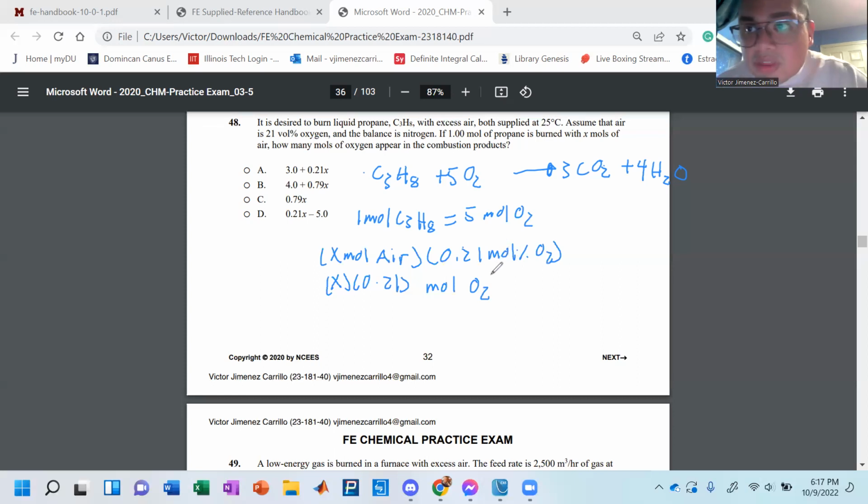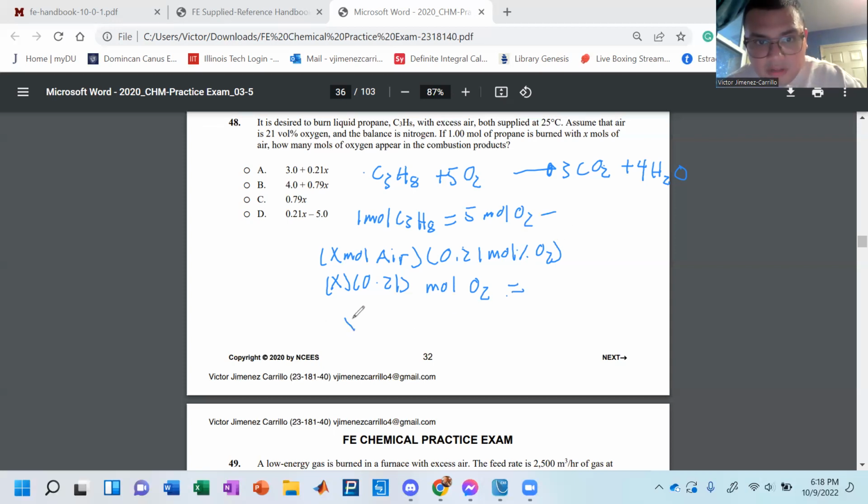Now, this is how much your entire reaction is starting with. Now, put everything together. If you're using 1 mole of propane, you use up 5 moles of oxygen. If your starting material is X times 0.21 mole of O2, then when this whole reaction goes through, how much do you have left? It's simply taking the difference between the starting material and the end material.